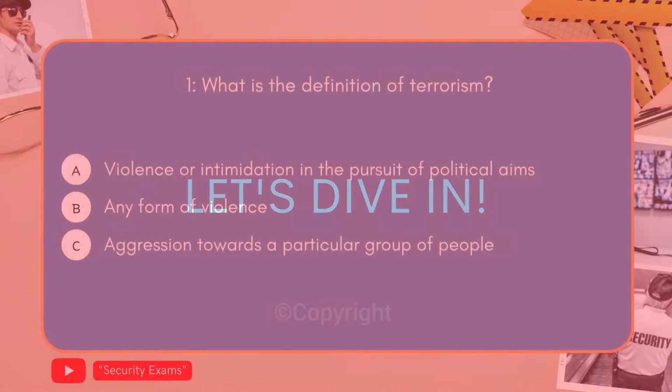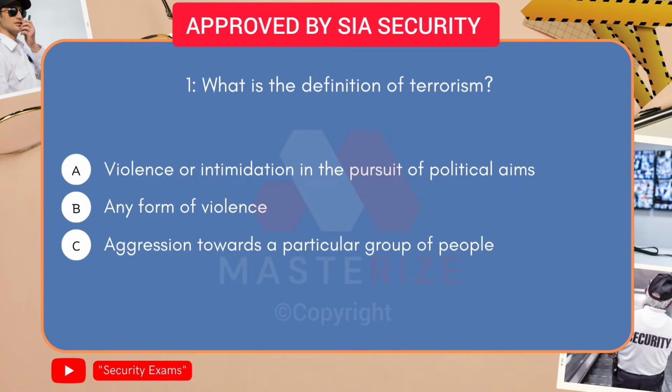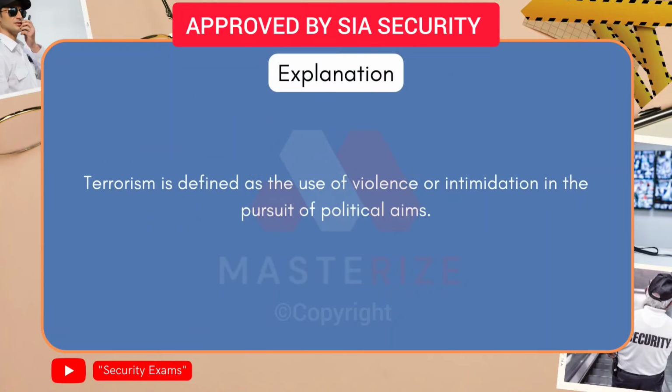Let's dive in. What is the definition of terrorism? Violence or intimidation in the pursuit of political aims. Any form of violence, aggression towards a particular group of people. Answer: violence or intimidation in the pursuit of political aims. Explanation: terrorism is defined as the use of violence or intimidation in the pursuit of political aims.